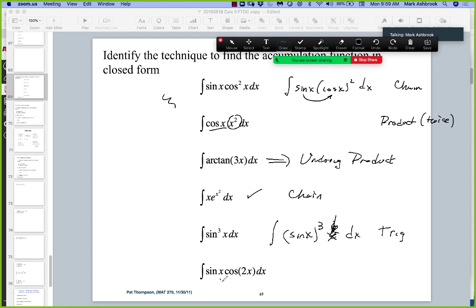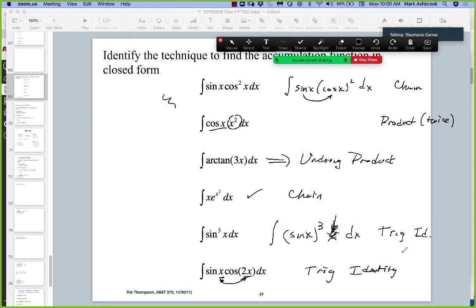As is this. We talked about this last time. We have different arguments, right? We did an example almost like this last time. You have a different argument, 2x versus x. So again, you're going to start with a trig identity on that cosine 2x. All right, any questions on these?